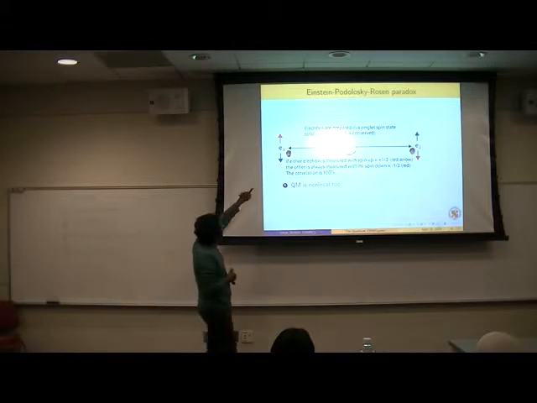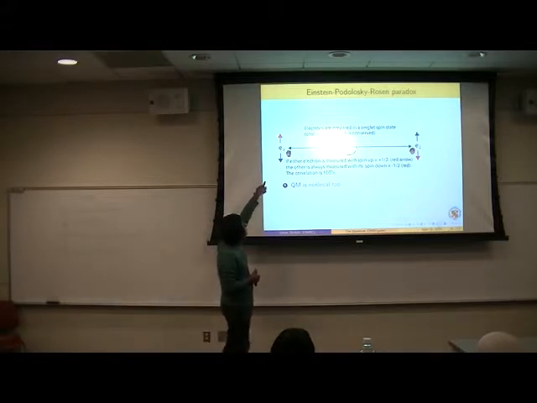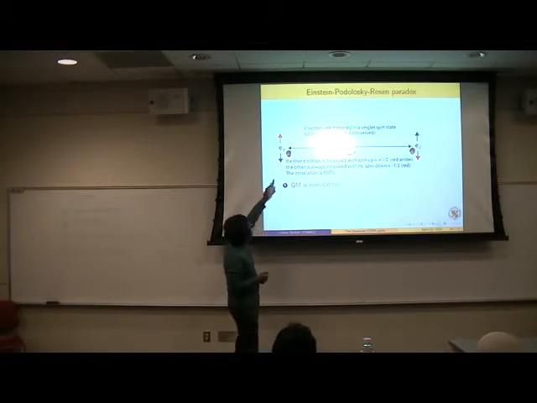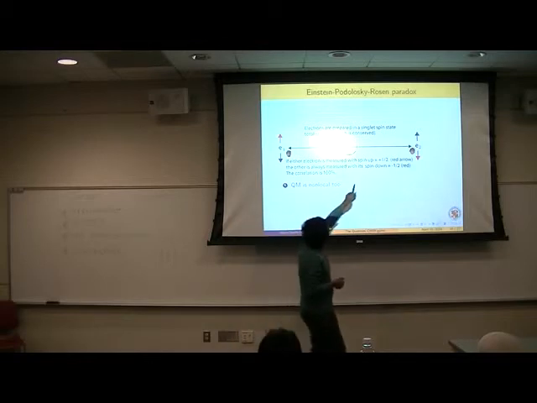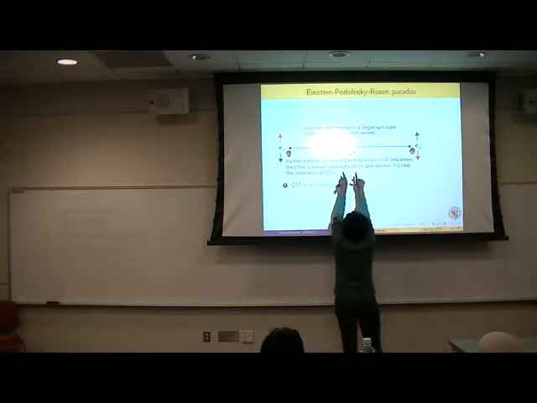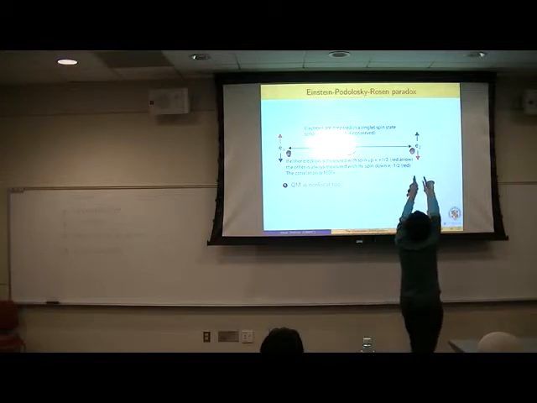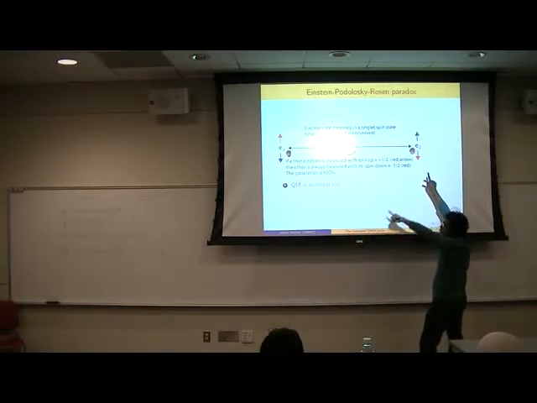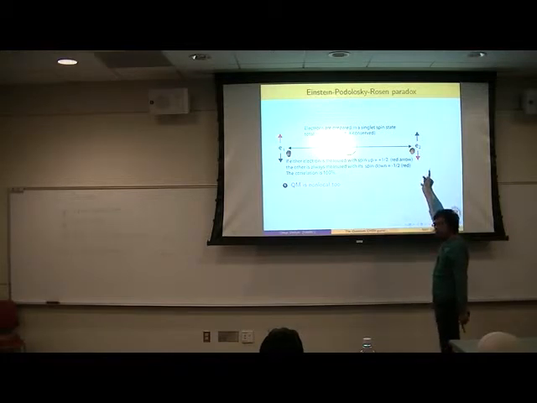So if Partha measures the spin of the electron at his end as plus half, he's sure that because of the conservation of energy, the other electron, which was created at the same time in the middle, the other electron at Nilabja's end, will have spin minus half if this is plus half.